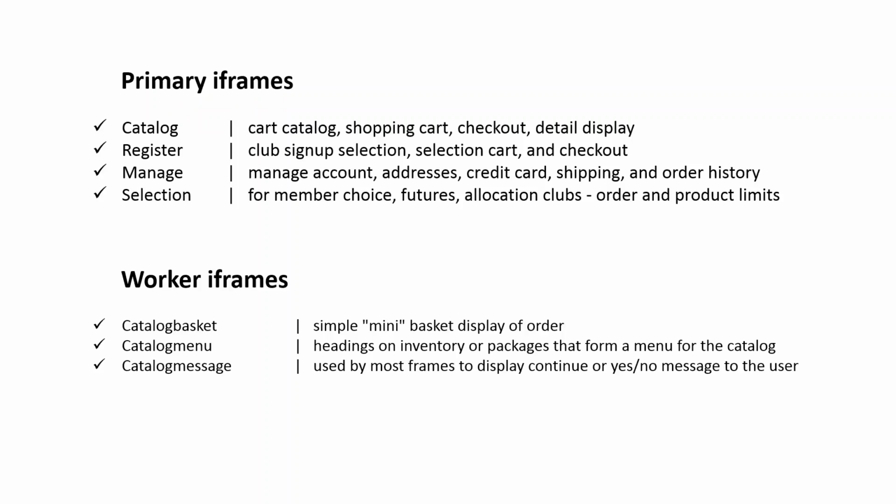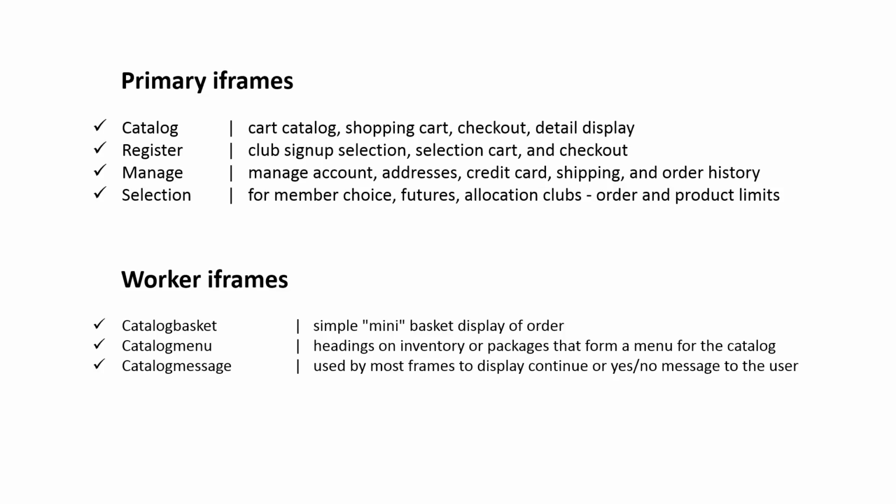Just a short description of the web tools. We have 7 different iframes. There's catalog, register, manage, selection. These are primary frames. And then we have so-called worker frames, which is catalog basket, catalog menu, and catalog message.